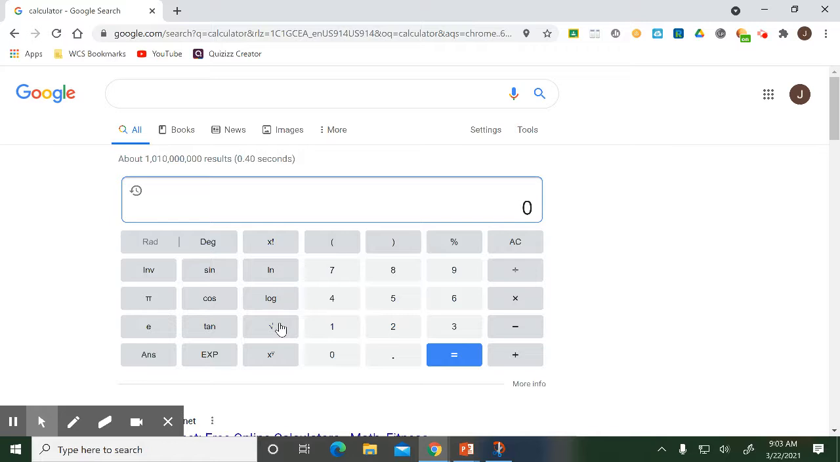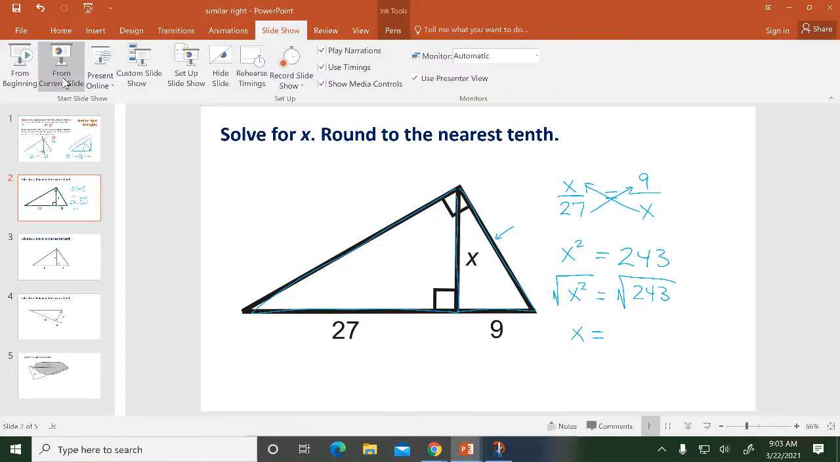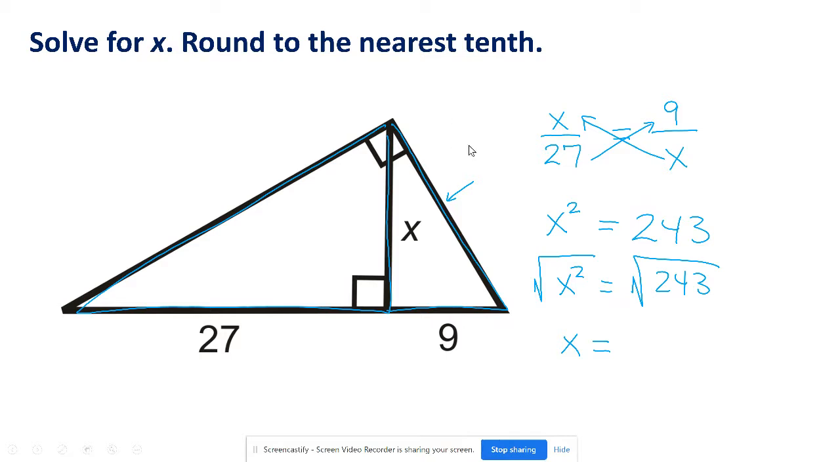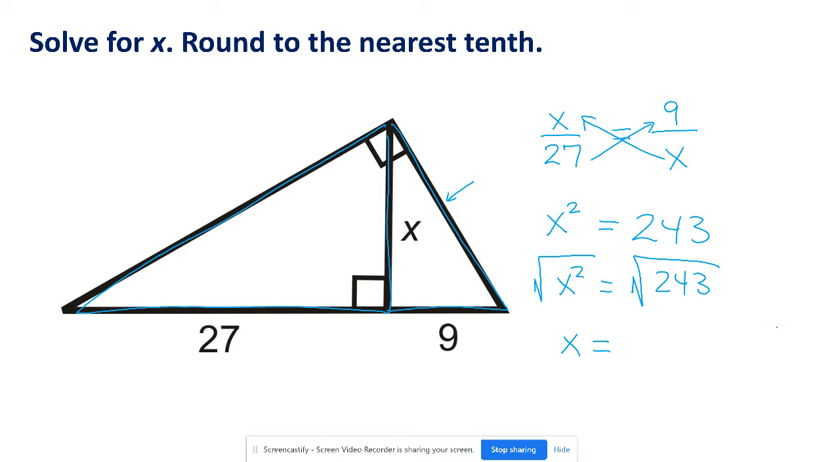So I'm going to hit my little square root button here, and 243. And I get approximately 15.588. I believe this said to round to the nearest tenth. So that's one place after the decimal. So this is going to be 15.6. So let me bring my pen back here. So we have 15.6 approximately.